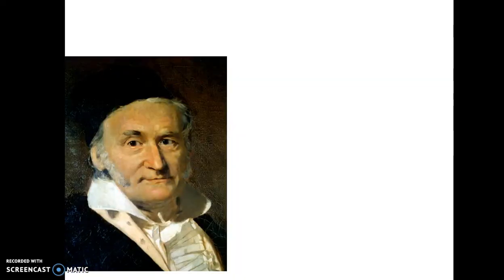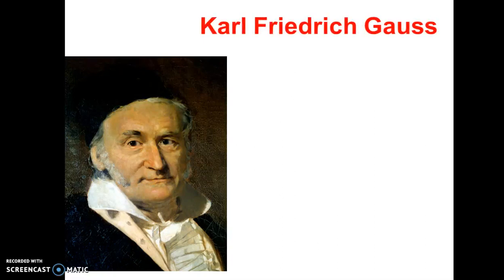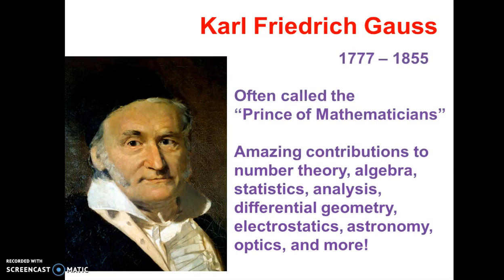Let's begin with a little story about this guy right here. This man is Carl Friedrich Gauss, one of the most famous mathematicians in the last millennium. There are the years of his life, and he is often called the Prince of Mathematicians, based on the contributions he's made to all kinds of mathematics, including number theory, algebra, statistics, analysis, differential geometry, electrostatics, astronomy, optics, and more. So he was very involved in science and mathematics, physics, and so on.